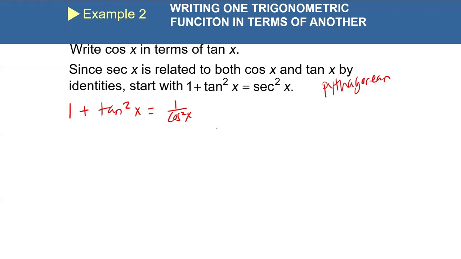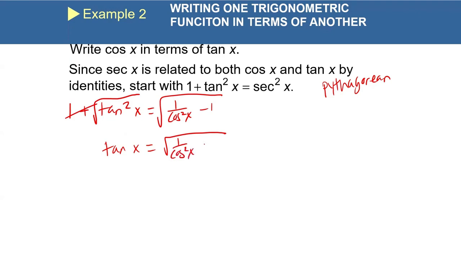Subtract. Subtract what? The 1. So now tangent's almost by itself. What's the last step to get tangent by itself? This is tan squared, so I'm going to take the square root. So we get that tan x equals the square root of 1 over cosine x minus 1. And that's where you stop, because now it's tangent in terms of cosine only.